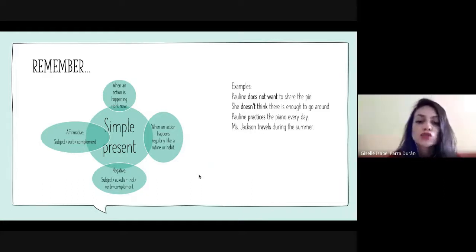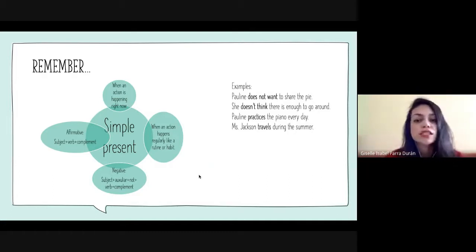Also, we need to remember that when we want to say or write sentences in the affirmative form, we need to put first the subject plus the verb and finally the complement. For the negative statements, we need to put first the subject plus the auxiliary verb plus the word not plus our principal verb, our action verb, and finally the complement.